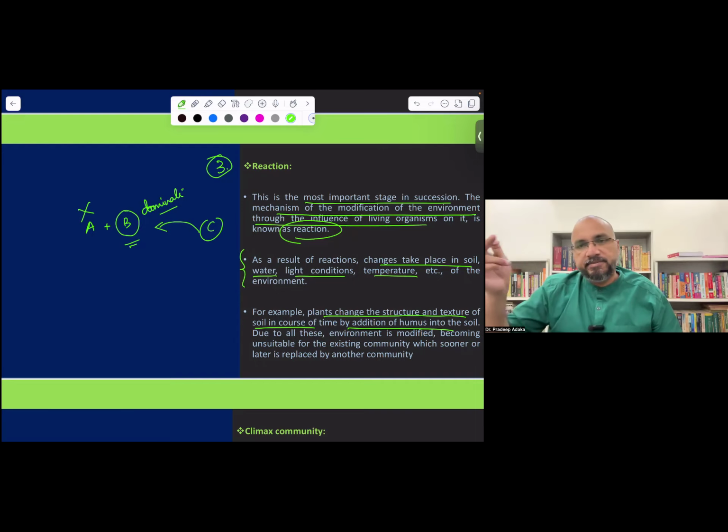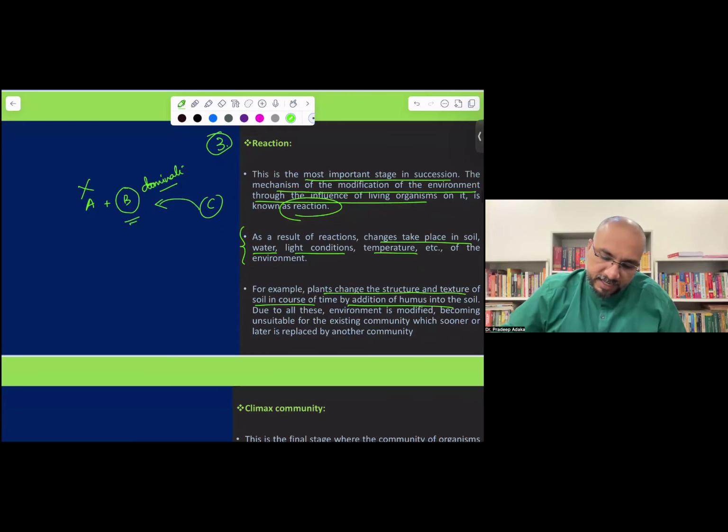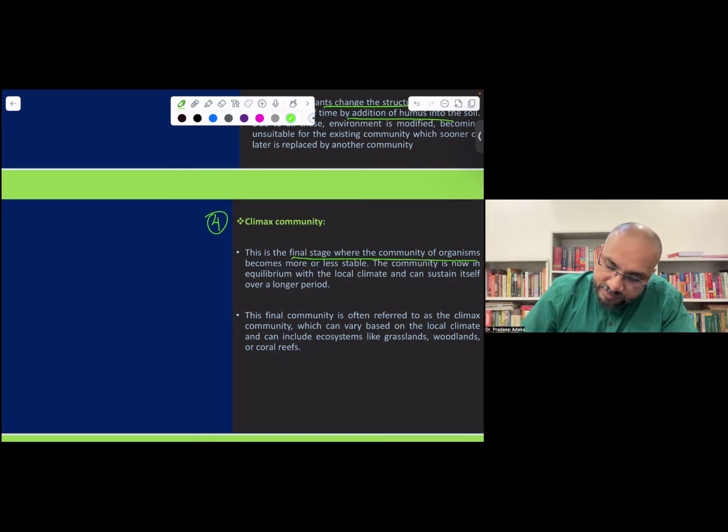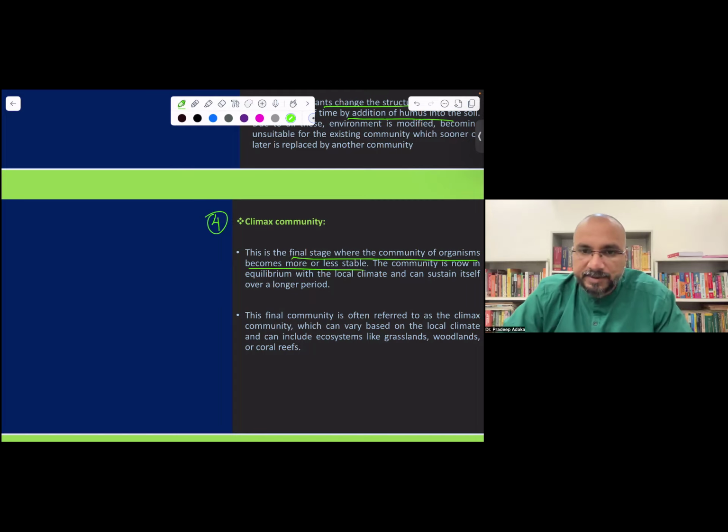B. B will be replaced by C, and so on ultimately until you will have a mature community, that is a climax community. जब तक तुमको एक climax community नहीं आता, which is stable community, because it is in equilibrium with the environment. No further changes will happen until some accident happens. फिर आग लग जाए या फिर कुछ हो जाए, तब तक change नहीं आएगा.